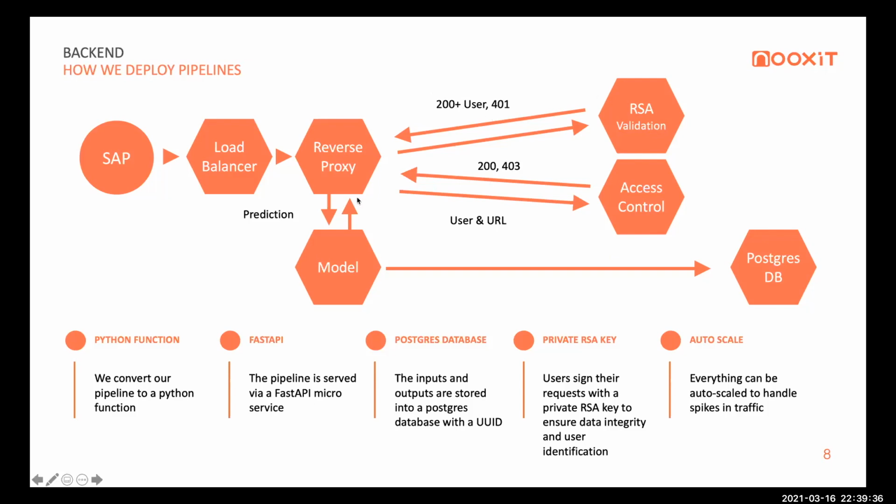If we get a user back, we can as well check in the access control: does the user actually is allowed to query this model? We implemented all of this with ORY, which is another open source microservice, which does all the authentication and authorization for you, which is super handy. And then once that is covered, we actually do send the prediction to the model and store the results into a Postgres database and send it back.